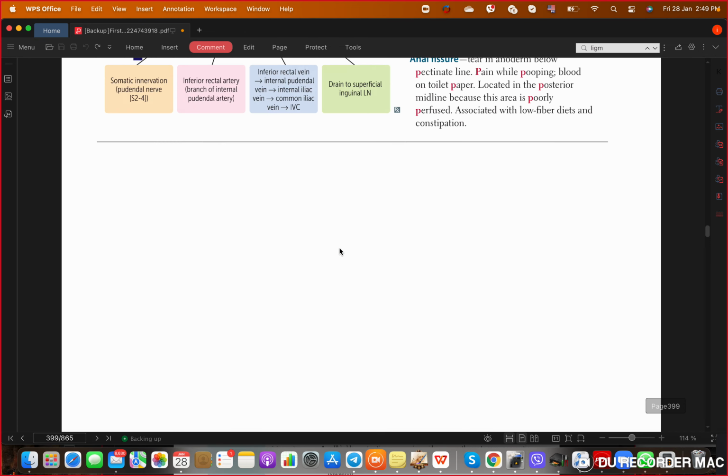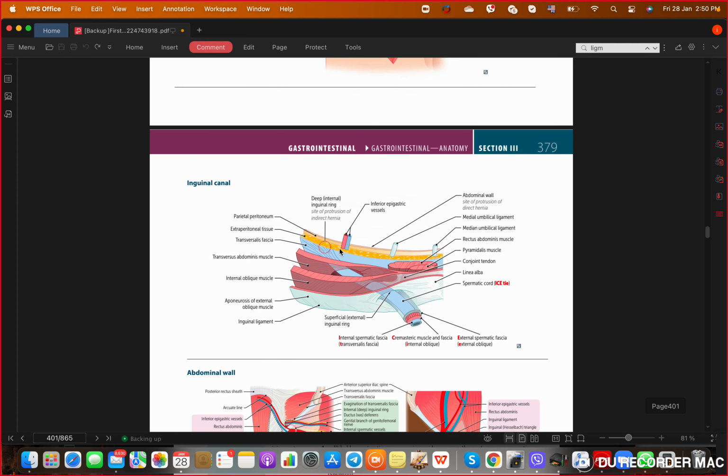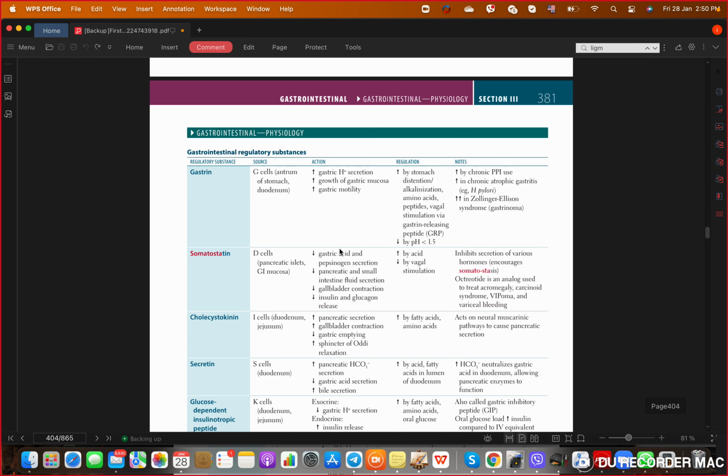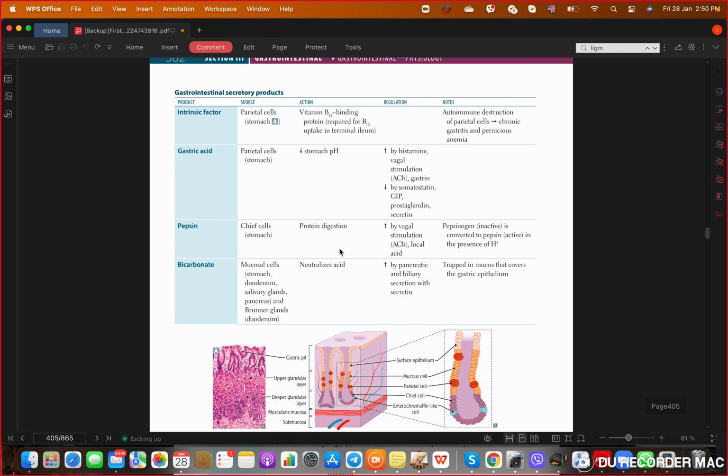And doc, these chief cells and parietal cells, are they in the mucosa or submucosa? Mostly submucosa. Most of the secretory glands are in the submucosa. Oh, are you asking about the mucous cells? No, I'm talking about the chief cells and parietal cells, doc. Which layer are they present in? Because from here, it looks like the parietal cells are in the mucosa layer, doc, not the submucosal layer.